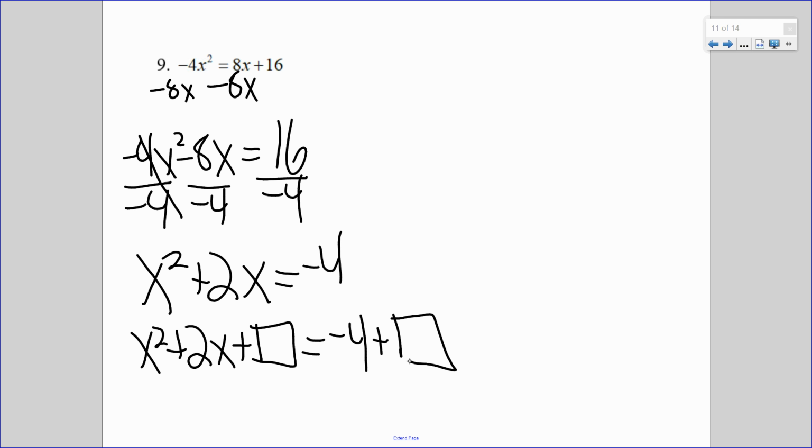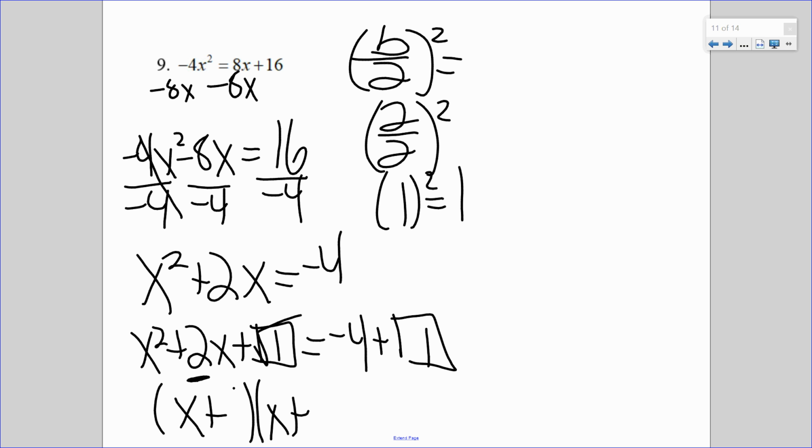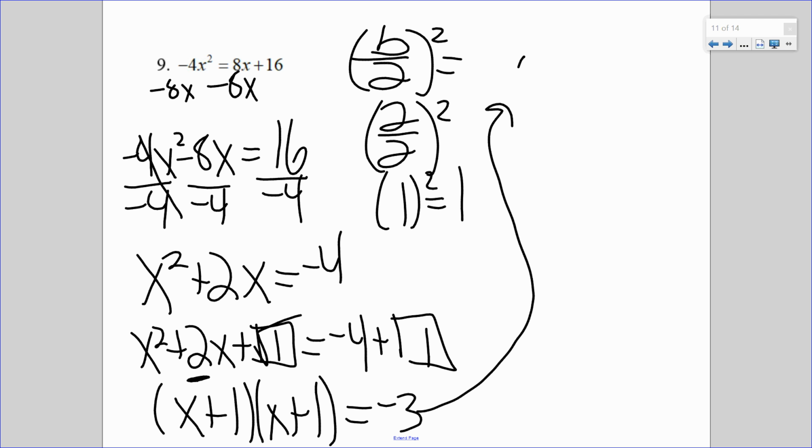To determine what goes inside the box, it's (b over 2) squared. b in this example is 2. So it's (2 over 2) squared, which is 1 squared, which is 1. I factor the trinomial normally. The right side is always the square root of that perfect square value. My right-hand side is -3. Rewrite it as a binomial squared.